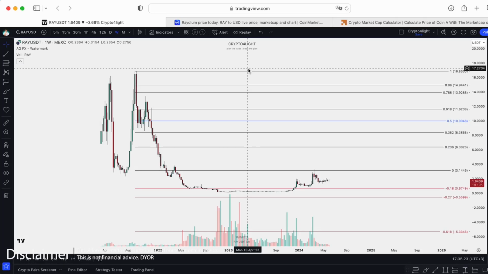Today I would like to show you the main bull run plan for the Raydium USDT trading pair, as my customer care said. Let's dive in.